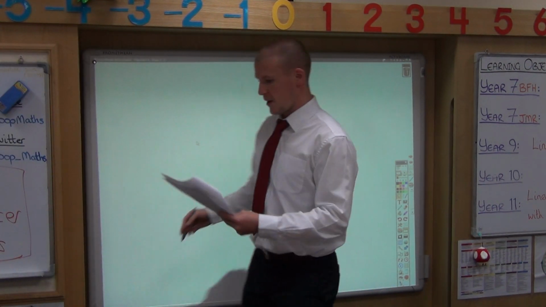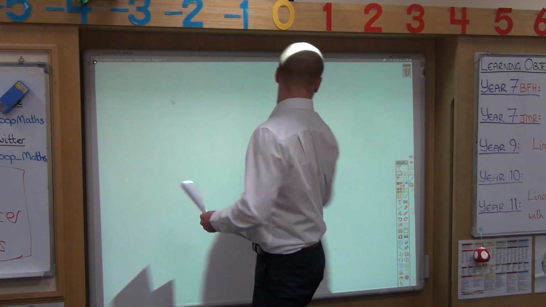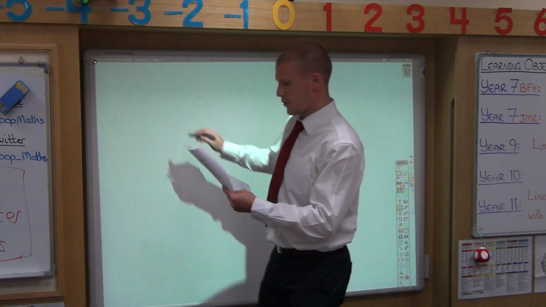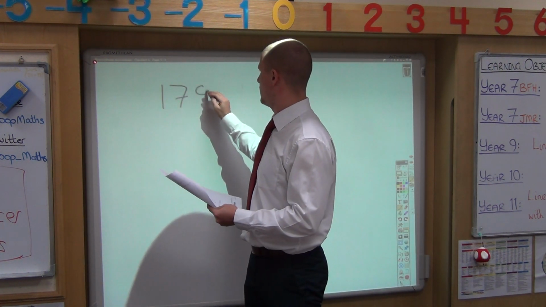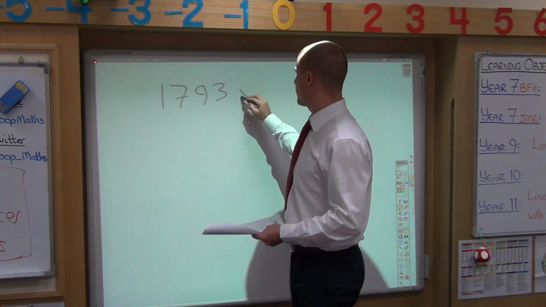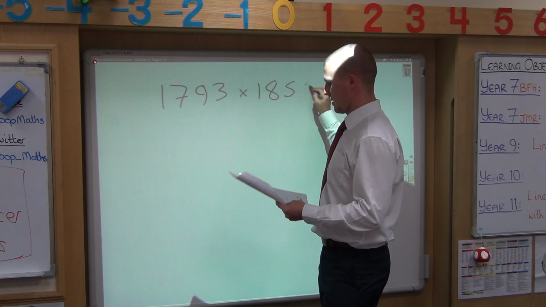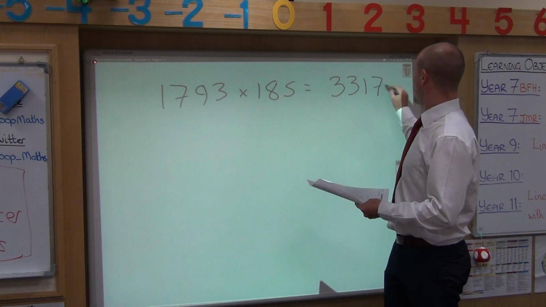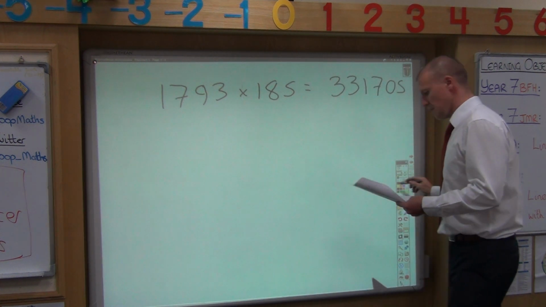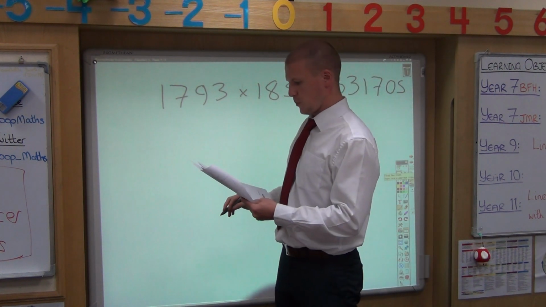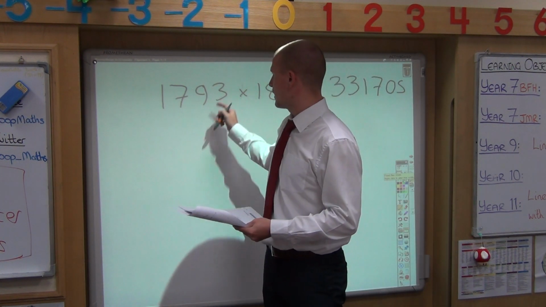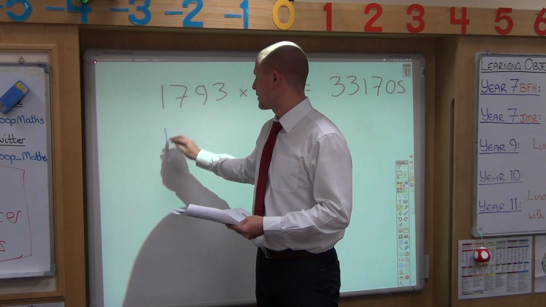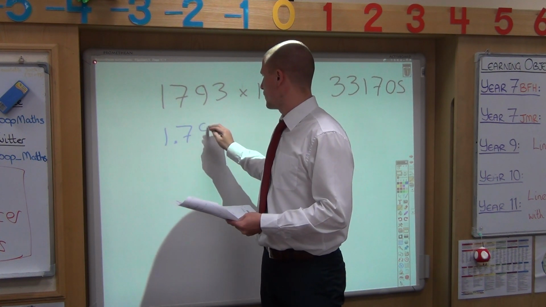Alright, question 1. 1793 times 185 gives us 331,705. Part A asks you basically the exact same question, except instead of having 1793, you have 1.793.